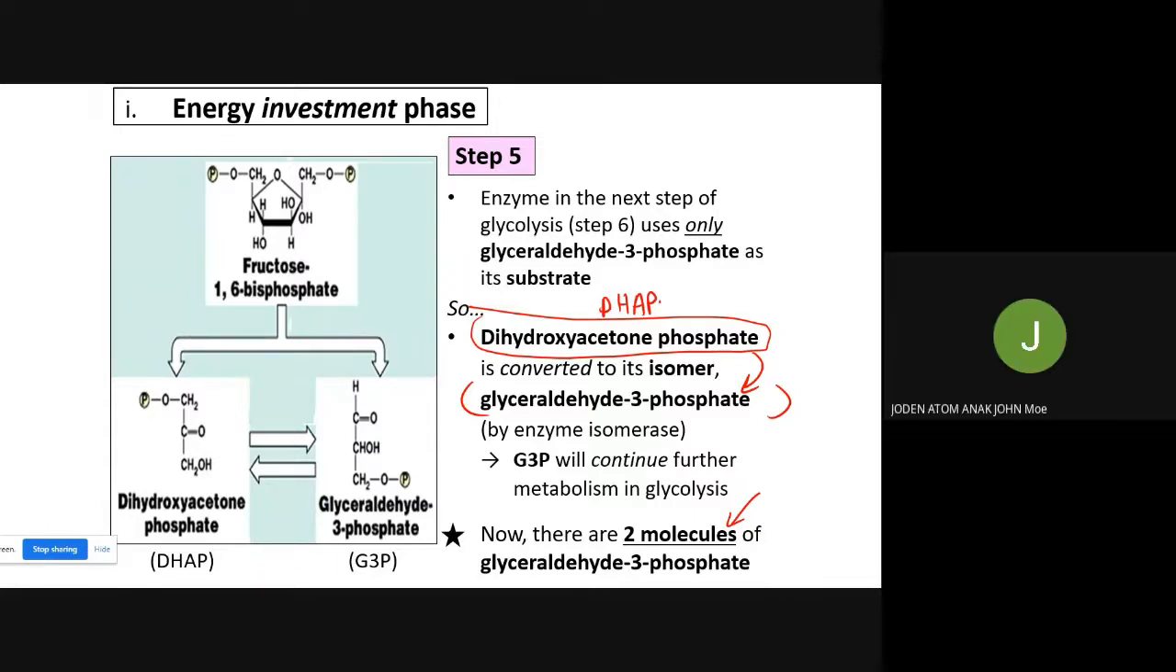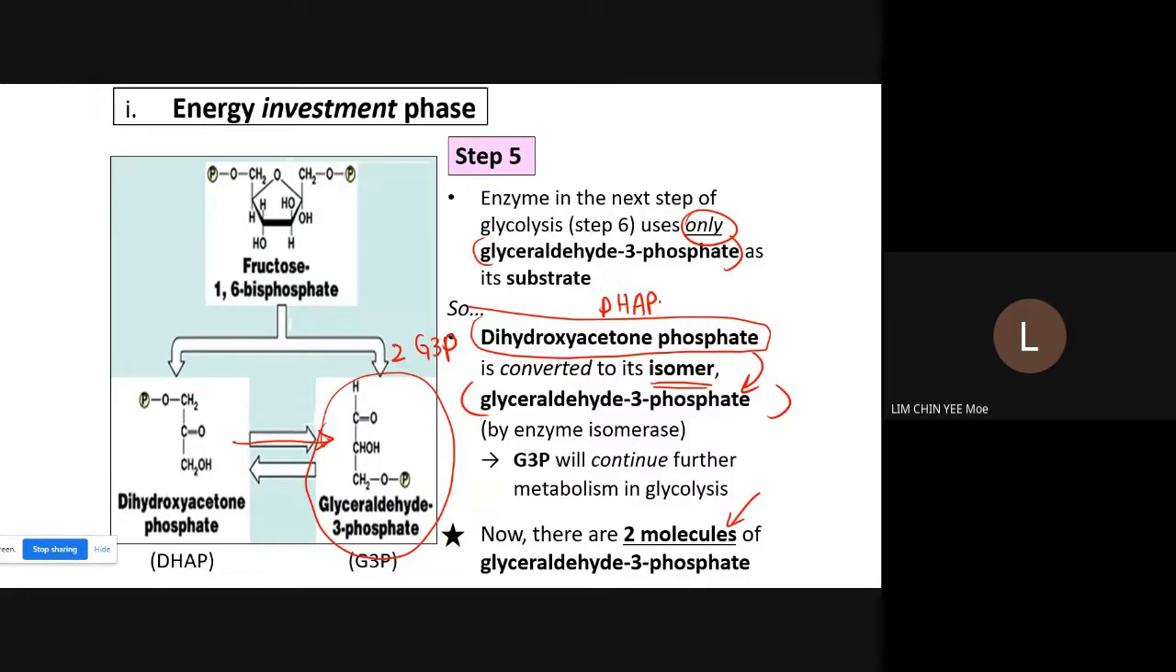Okay, miss. Right. So it just means that their isomer, they can change from one to another. But the following step, they only use G3P. That's why we must change it from DHAP to G3P, and then only it can proceed to step 6. So I will have 2 G3P. I tak bazil apa-apa energy lah. Yang DHAP tak boleh guna pun tak apa. I dah tukar dia jadi G3P. So energy dalam dia, I pun boleh continue in step 6 in the form of G3P.